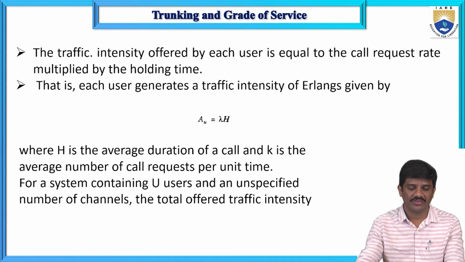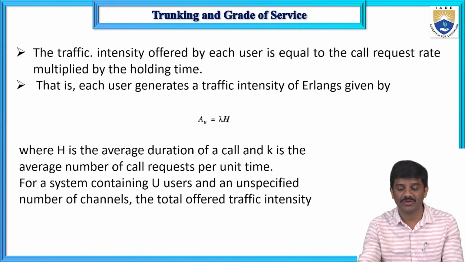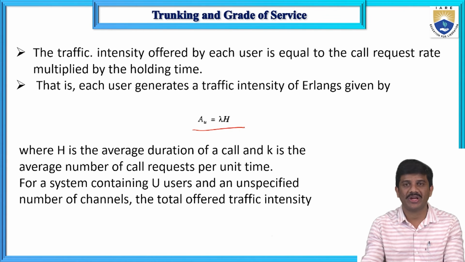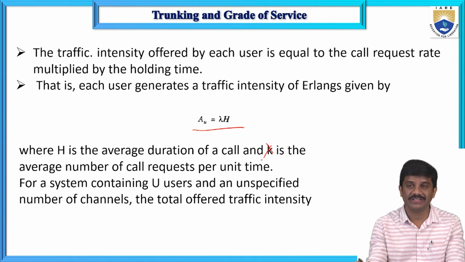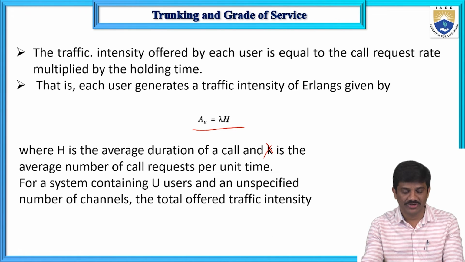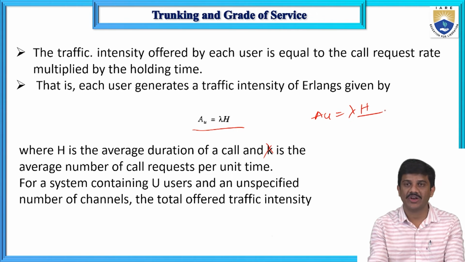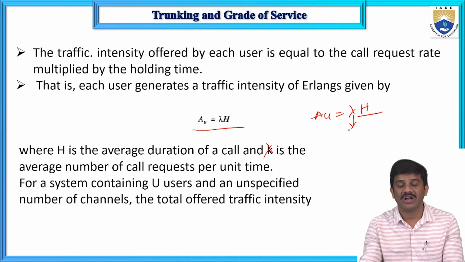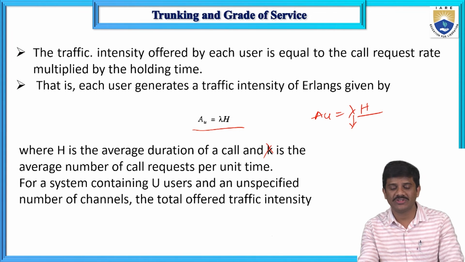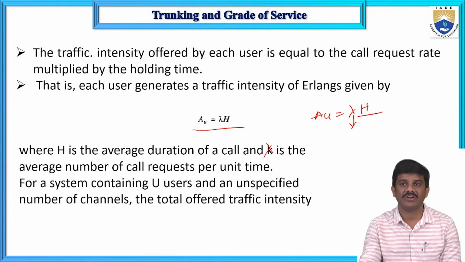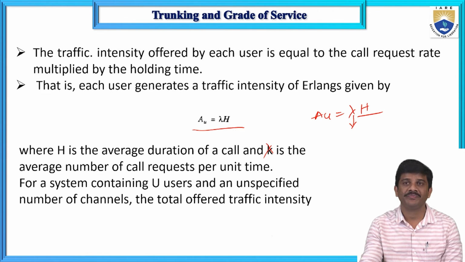Okay, you can observe here the traffic intensity offered by each user equals the call request rate multiplied by the holding time. That formula is Au = λH. Here H is the average duration of a call and λ is the average number of call requests per unit time. Here Au is the traffic intensity generated by each user, Au = λH.